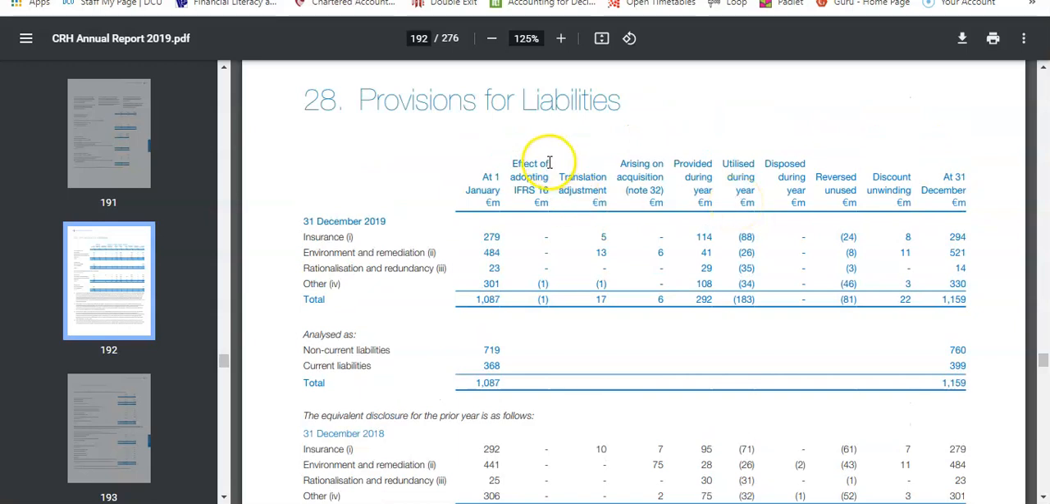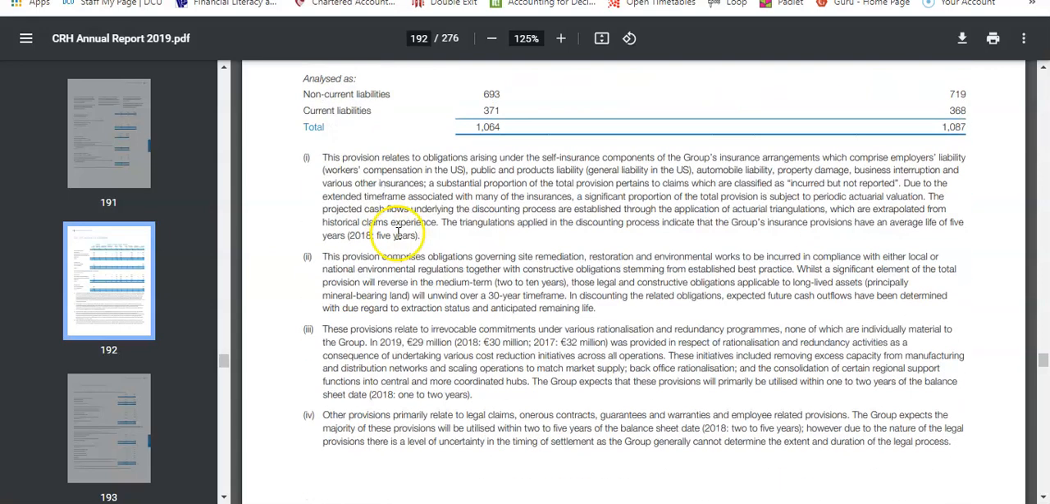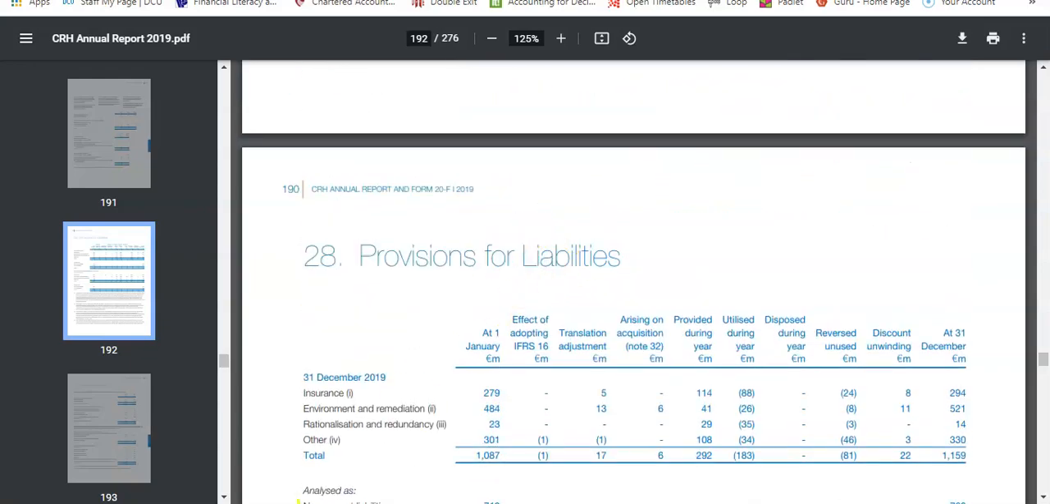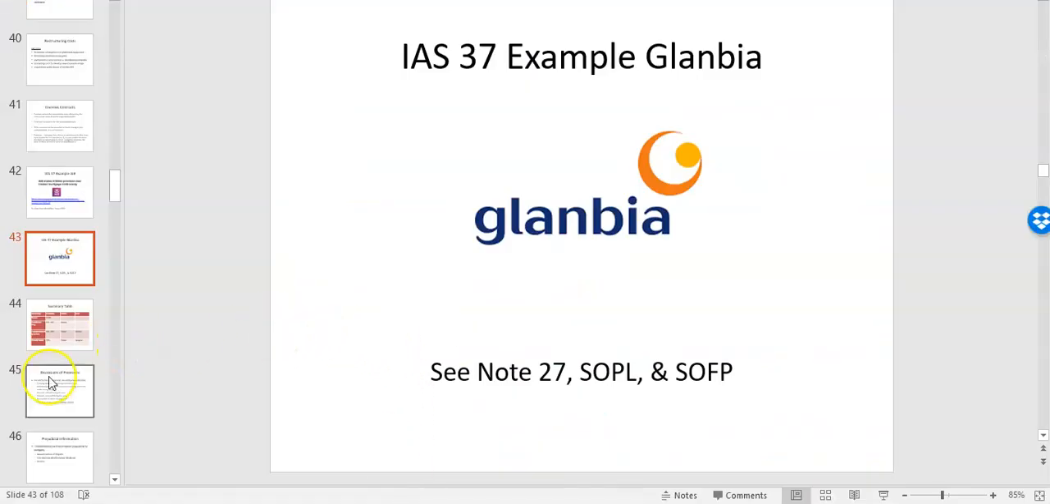So that's a very good example of companies that have capital provisions. The obvious one, CRH, is your mines or your quarries. Right? So it's a good one to read through in terms of what they have. Then you have redundancy programs, and they talk to you about those. And then other provisions relate to legal claims, onerous contracts, or some warranties or guarantees that they might have given as well. So it just shows you there has to be all that disclosure around IAS 37. So Glanbia and CRH are two very good examples of that.